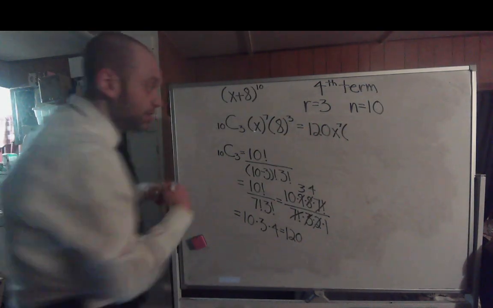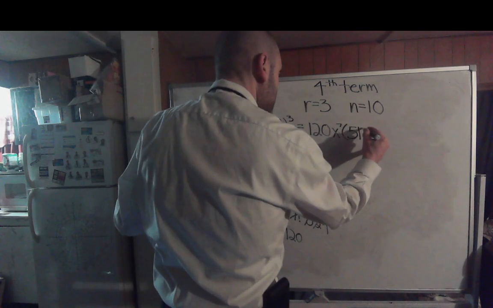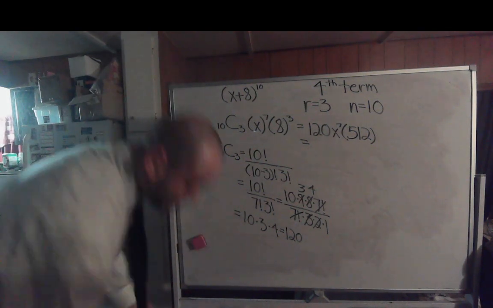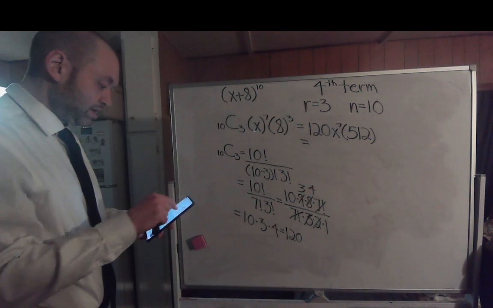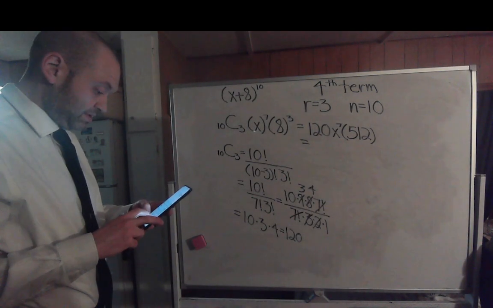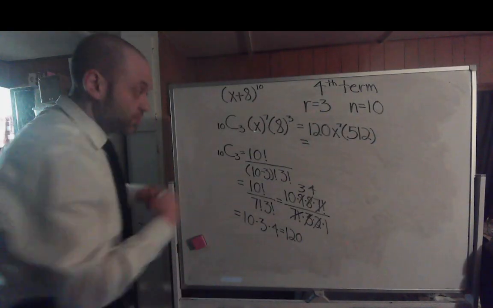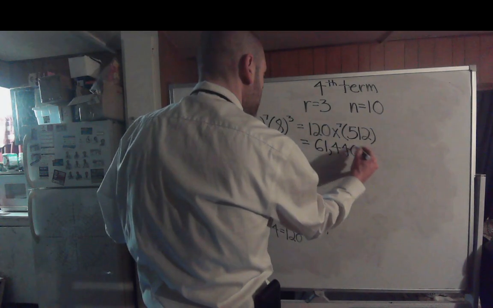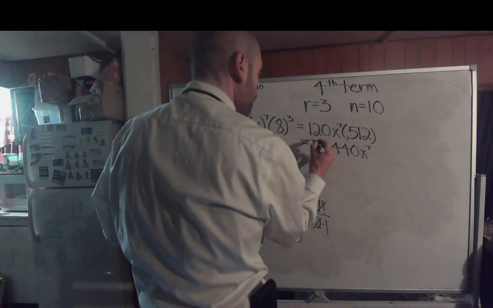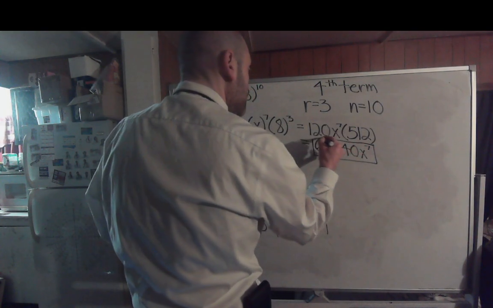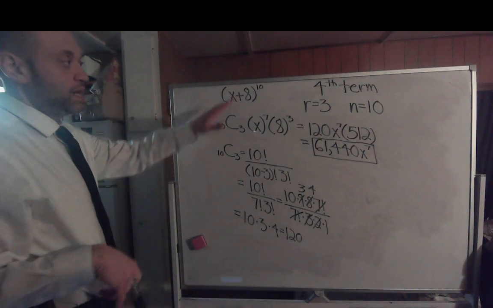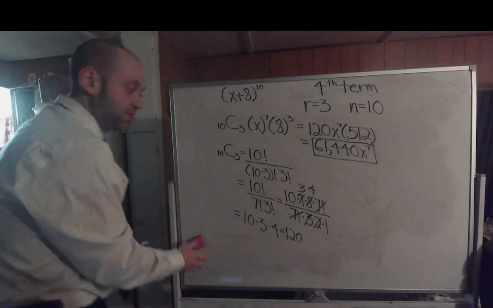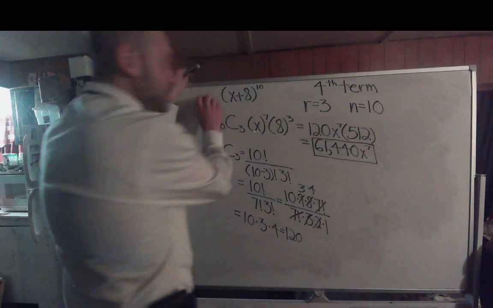That's 512. So now if you just multiply these three things, you have your fourth term. So take that times 120. So it's going to be 61,440 x to the 7th for your fourth term. So the fourth term of this binomial to the 10th power is 61,440 x to the 7th. And I got 3 more examples like this too.